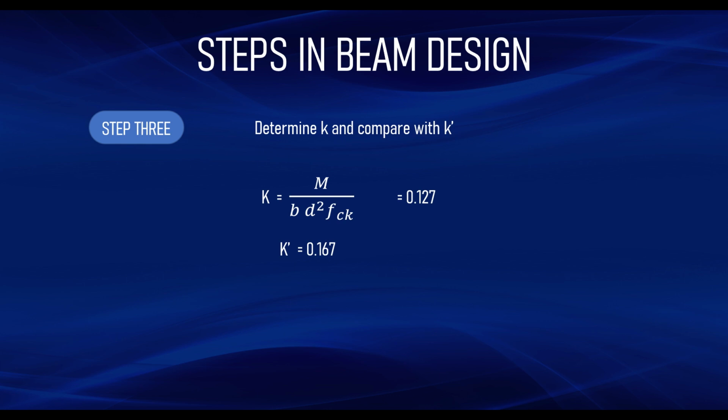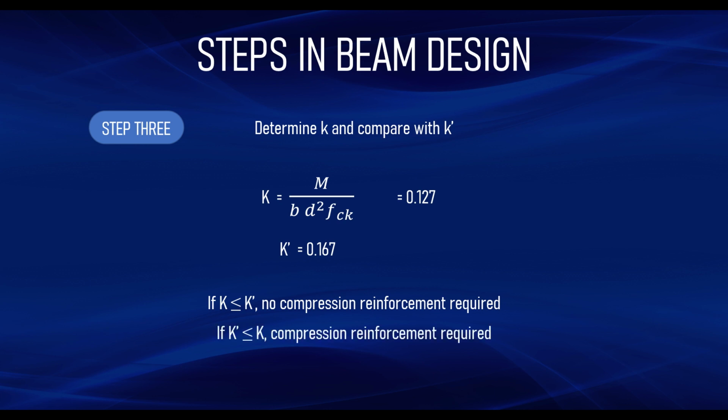You can now see that the value of K in this case is less than K prime. The meaning of this is when K is less than K prime, then there is no need for us to provide any compression reinforcement. That means our beam is simply singly reinforced. But in case K prime is less than K, then you have to provide compression reinforcement. Since the first condition is satisfied, we don't have to bother ourselves with compression reinforcement. We move forward and try to determine the tension reinforcement.